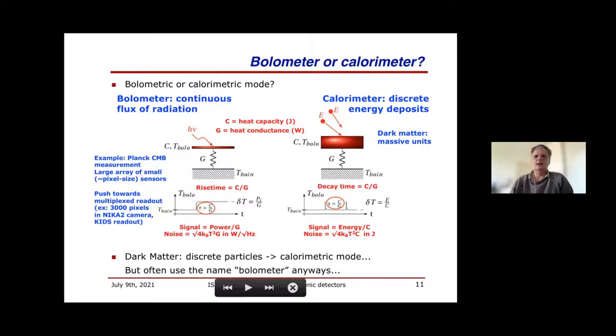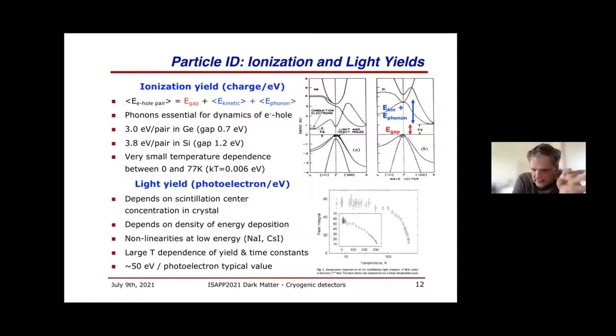So now we want to combine that with a measurement of ionization or light. In a semiconductor, you create charge, and each time you want to create an electron hole pair, you must put some energy in the system. Now, you could think that the smallest energy needed to create one electron hole pair would be the gap.